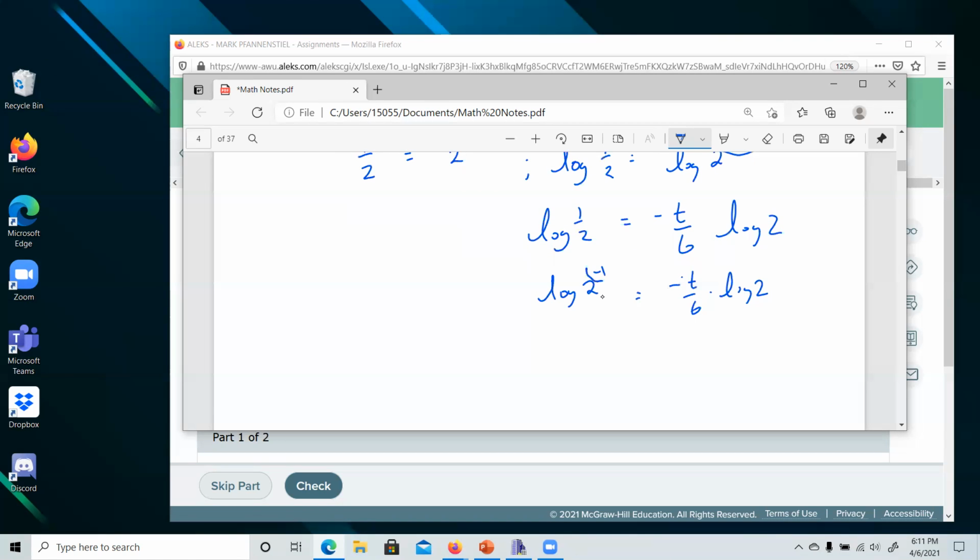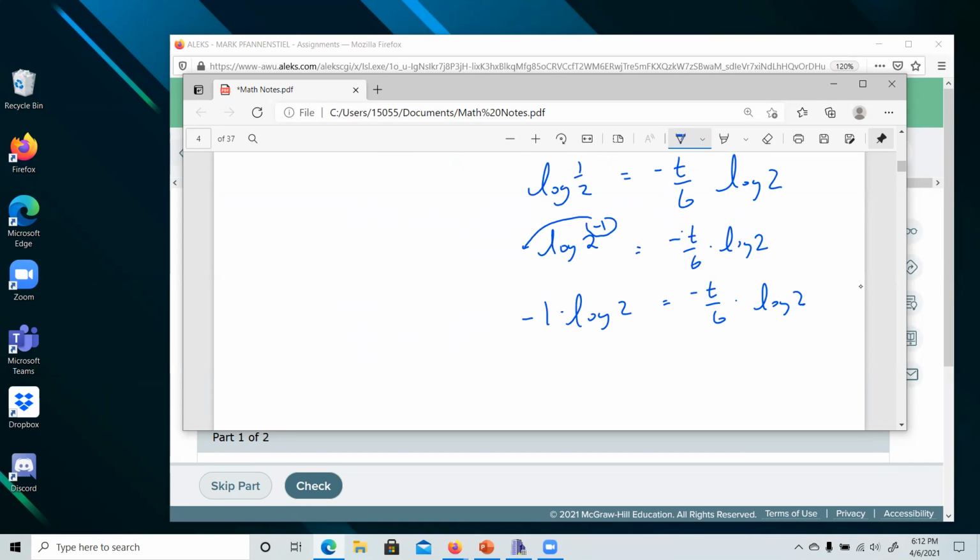And then we're going to do the same thing with this one. We're going to pull that down in front because it's an exponent, so we're allowed to do it. So it's negative 1 times log 2 is equal to negative t over 6 times log 2. So now we're going to divide. We're going to divide everybody by log 2, because that's what we have here.